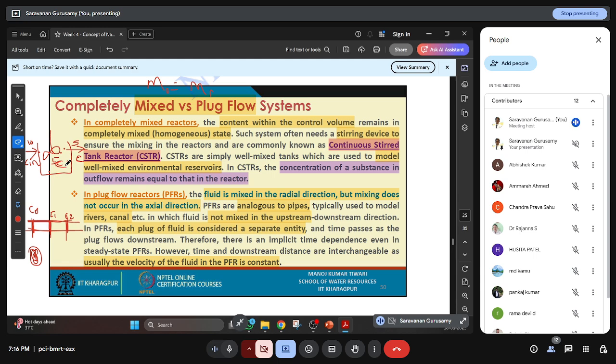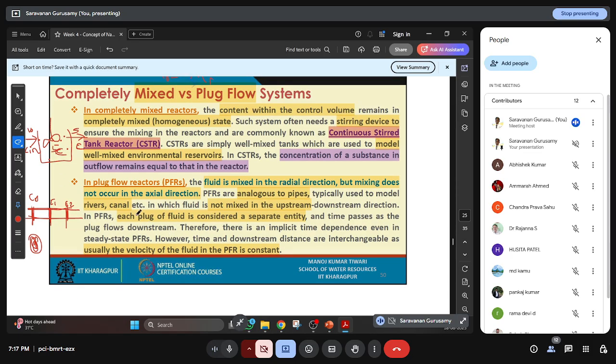So a river will be in a plug flow condition, but the tanks in the STP, sewage treatment plant, will be completely mixed tanks. In any chemical process, if it is a tank, then it is a completely mixed reactor with a paddle. Or we can use batch reactors without mixing. So each plug of fluid is considered as a separate unit.